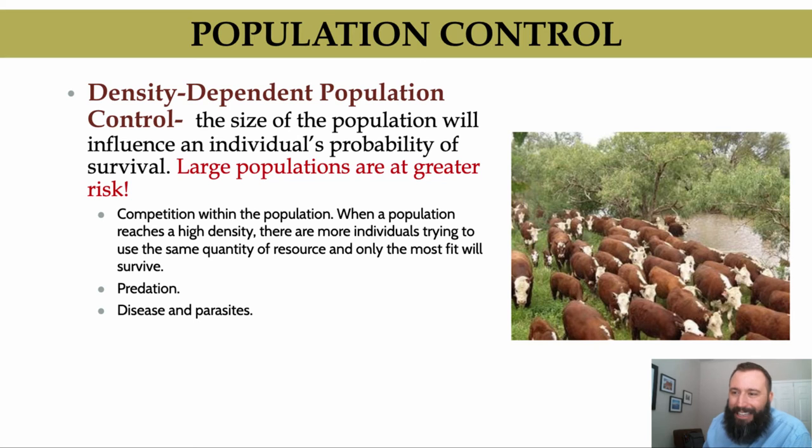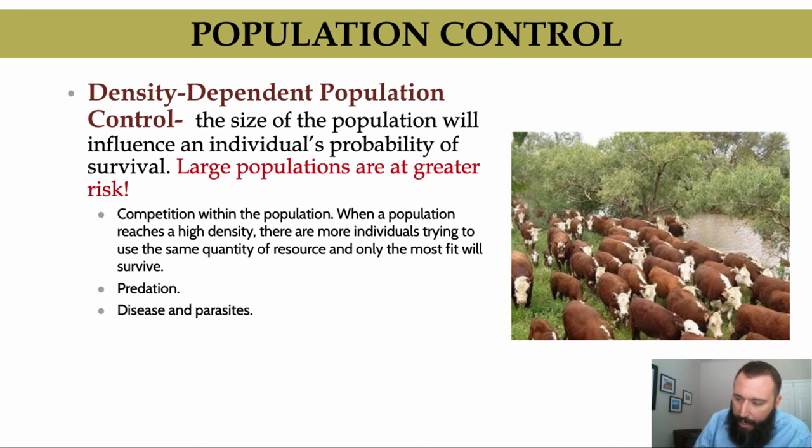Hey, disease and parasites are also density-dependent population regulation processes. Think about the cattle right there, right? The closer they are to one another, the more densely packed this population of cattle is in an area, the more likely that they might transmit a disease from one another. They're touching each other, they're in each other's airspace. Compared to maybe an area that has fewer cattle, there's less transmission as a result, right?